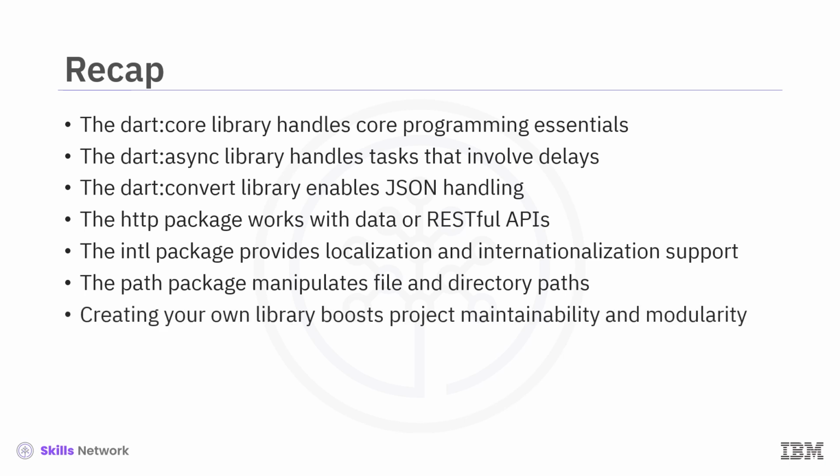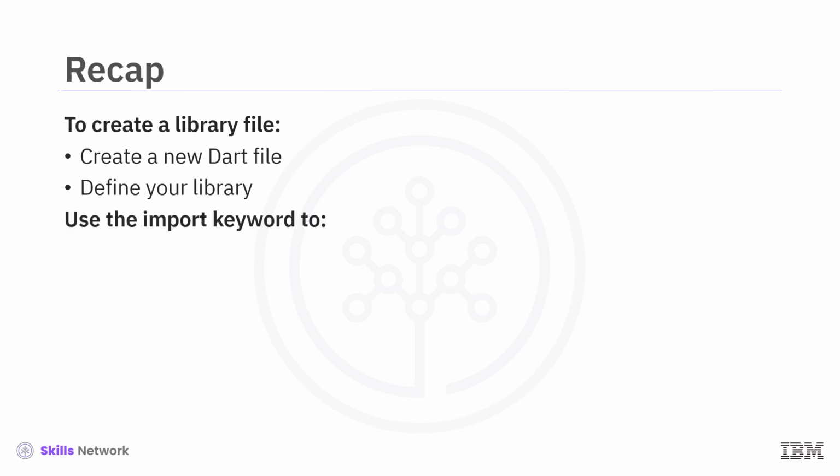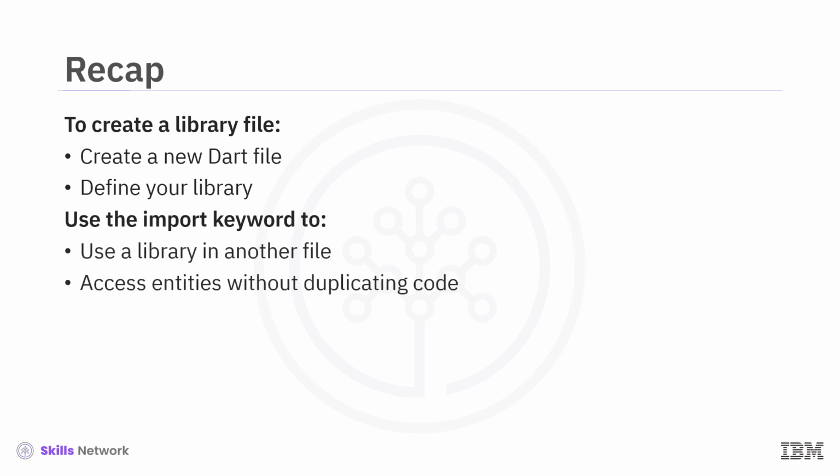Creating your own library boosts maintainability and modularity in projects. To create a library file, create a new Dart file, define your library and the functions, classes, and variables you want to include in it. Use the import keyword to use a library in another file, and access classes, functions, and variables in your library without duplicating code.